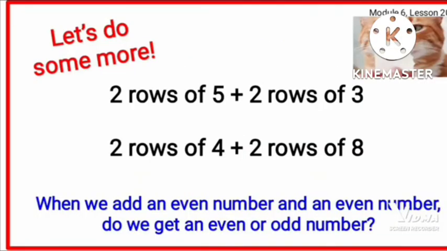Let's make another one. Make 2 rows of 5 and another 2 rows of 3. 2 rows of 5 is 10. 2 rows of 3 is 6. 10 plus 6, 16. You also have an even number. 2 rows of 4, 8. 2 rows of 8, 16. 8 plus 16 is 24. Even number. So when we add an even number to another even number, what we get is an even number, not odd number.